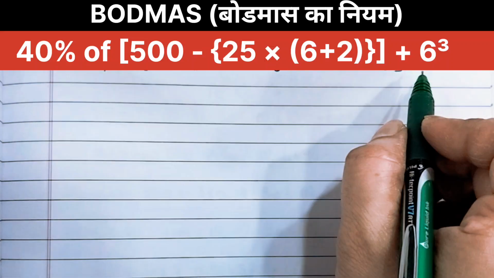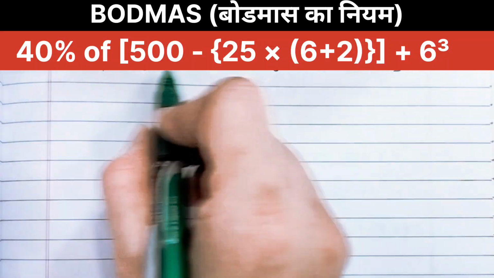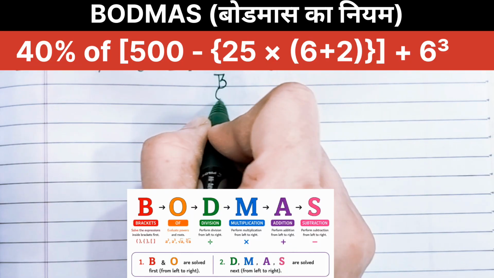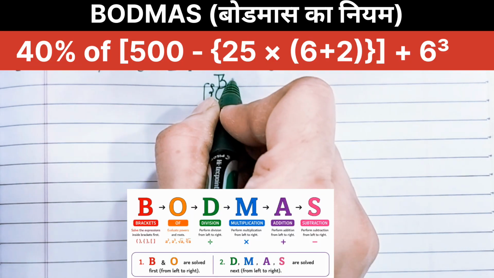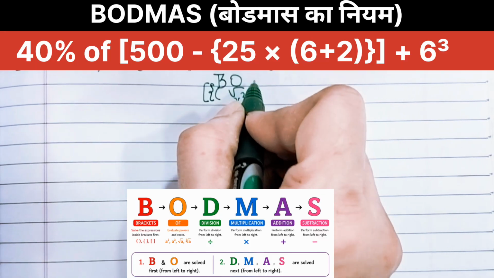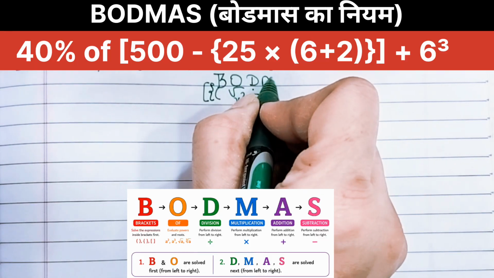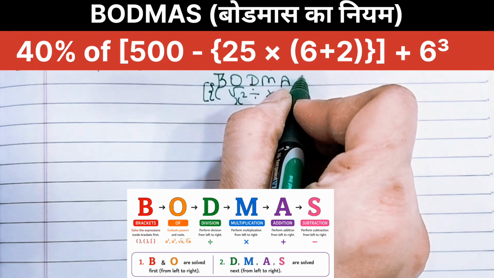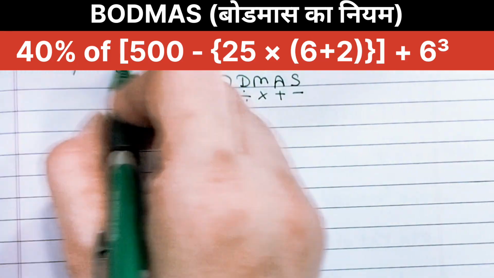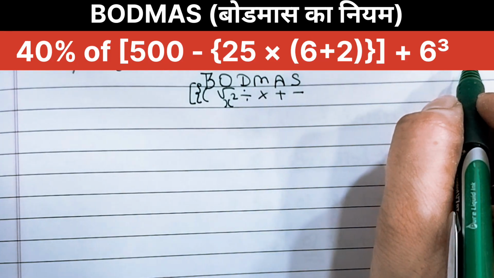Friends, now here is the step-by-step simplification of this math problem by using the BODMAS rule. BODMAS says first we solve brackets: small bracket, curly bracket, then square bracket. O stands for orders: we convert of into multiplication, and we solve roots and exponents. D stands for division, M for multiplication, A for addition, S for subtraction. Now, according to this BODMAS sequence, we'll break down this expression with a step-by-step solution.